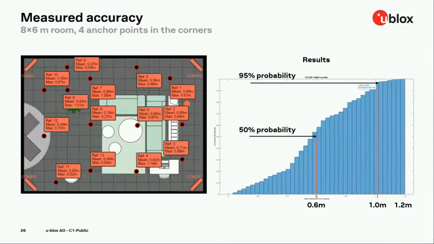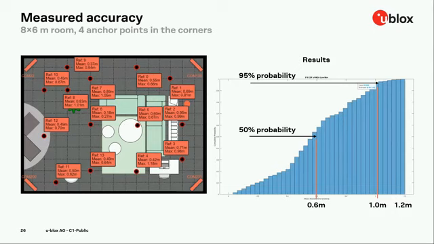So we have made several measurements. Here we are presenting measurements taken from a typical average-sized room in our office. We just placed 4 anchors in an 8 by 6 meter room, and we started taking measurements, and these showed that in 95% of these measurements, the error was below 1 meter. And even better, in 50% of these measurements, the error was below 0.6 meters.